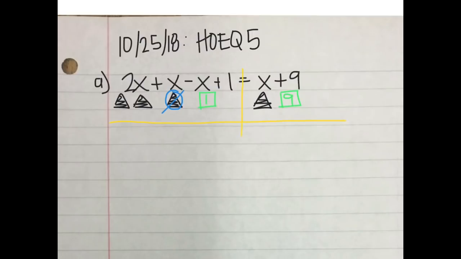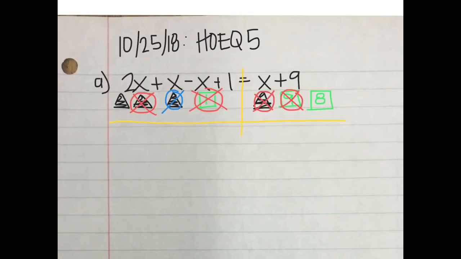I am going to start crossing things off. I am going to take away a triangle from each side, because I've got one on each side. And then I'm also going to take away a +1 from each side. Over here I've got 1, and over here I've got 9. So I'm going to take 1 away from the left side, and I'm also going to take 1 away from the right side, but I'm going to have 8 left, and so I'm going to record that right away before I forget. If I take 1 away from 9, I'm left with 8.